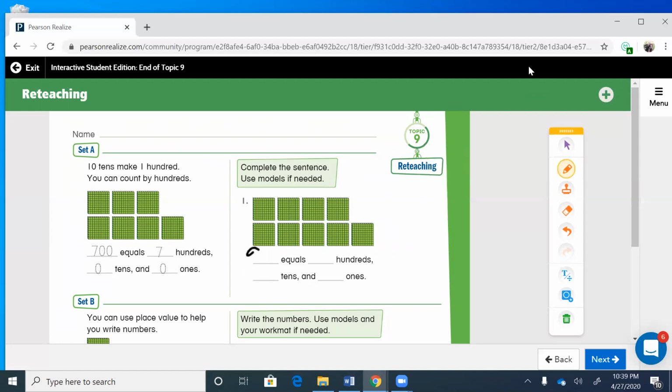All right, 900 equals, how many hundreds are there? 9. How many tens are there? 0. And how many ones? 0. Good job.